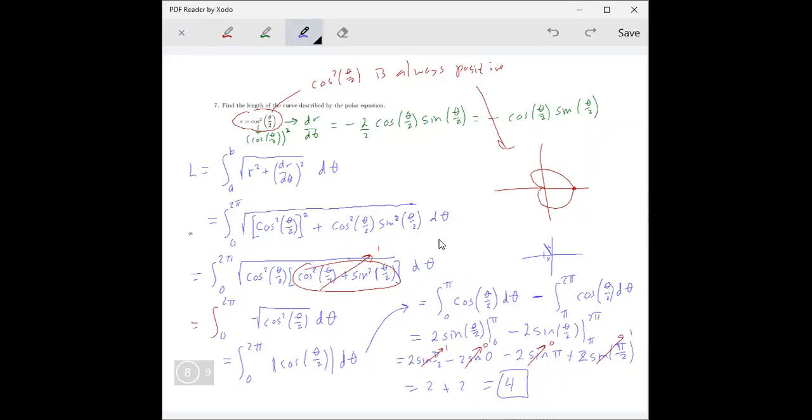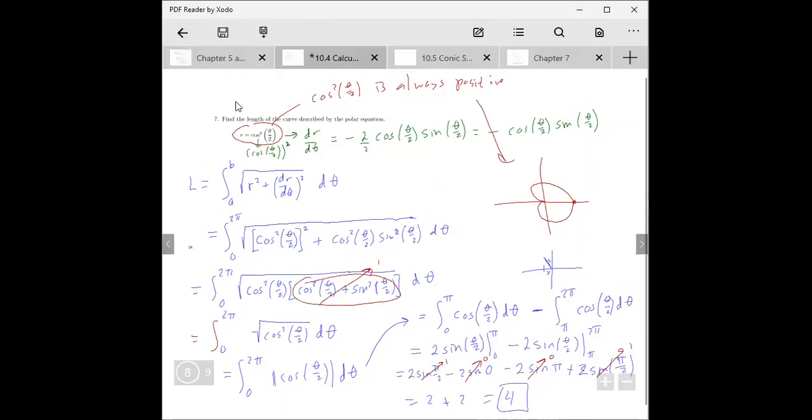Any questions about this or about anything from section 10.4A? Okay, great. Let's go ahead and save that. We'll go on to 10.5.